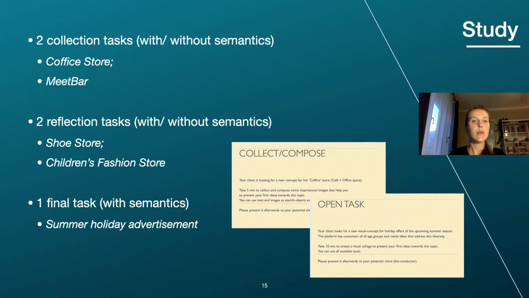In the second set, we focused on evaluating semantic collage's impact on reflection. Participants were asked to prepare 2 new mood boards representing the concept of a high-end shoe store and children's fashion store. Similar to the first set, the semantic tools were available in one task and deactivated in the other in a counterbalance design. Finally, participants were asked to create a new visual sales concept for the upcoming summer holidays and retrieved more details about target audience and context. In this final set, participants were allowed to use the semantic tools if they wanted.